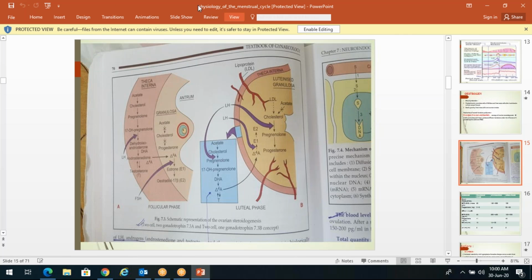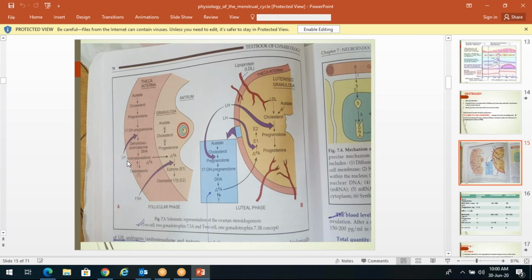So this is the theca interna. So these are the theca cells. These are the granulosa cells. On the theca cells, the LH hormone has an effect. It converts cholesterol into androgens. What are the androgens here? Androstenedione and testosterone are the two androgens. These are produced by the theca cells under the influence of LH.